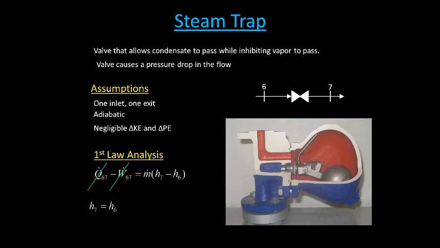Now, if your enthalpies are constant across a process, well, we have a phrase for that. It's a special process called isenthalpic. Iso for keeping it constant, same. Enthalpic for enthalpy. We also denote this with a circled H. So we're going to treat our steam traps and our throttling devices as isenthalpic.